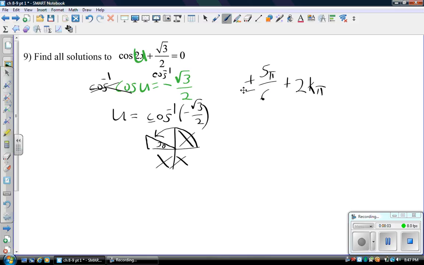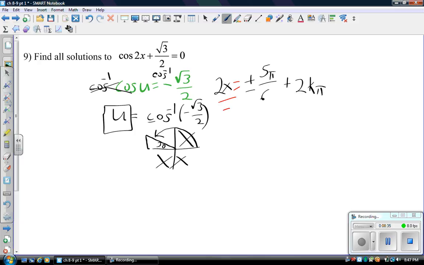But now again, remember what we just solved for. In all this, we solved for the letter U. But in the beginning, U was actually 2x. So I have to now go, oh wait, I didn't solve for x yet. I solved for 2x. So 2x is equivalent to that.